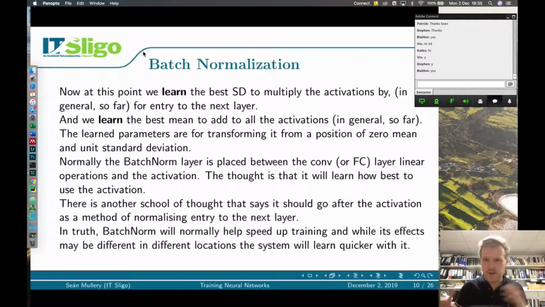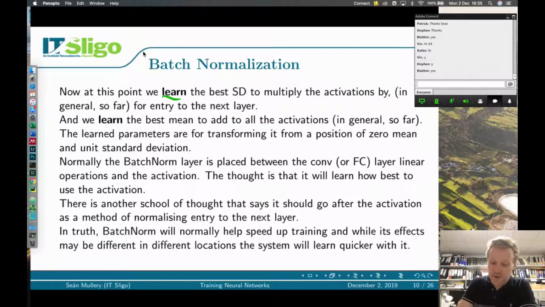So what we've done at this point is we've done our mean subtraction and compressed or expanded it to a standard deviation of 1. And at this point, we learn the best standard deviation to multiply the activations by. Remember that that can drift over time as each batch goes through, as it sees a new batch of data, but also as the network learns what it wants. Okay, so the network is learning all the time from the information that it's getting and based on the loss that's there.